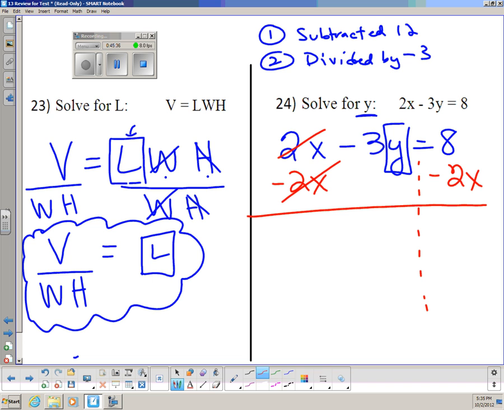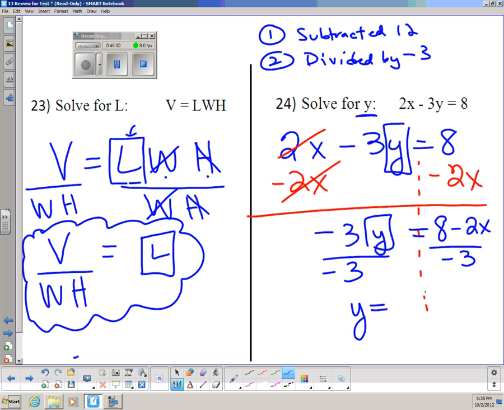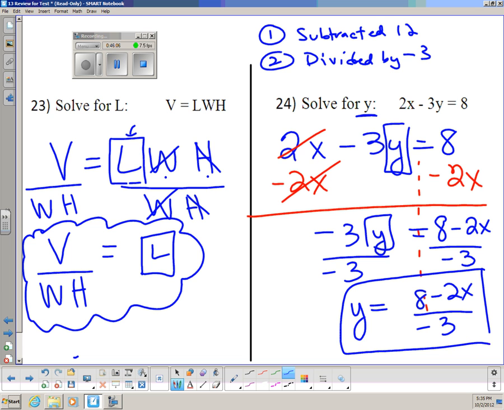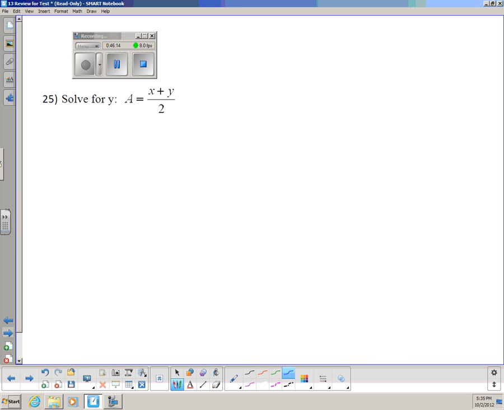This 2x will cancel with that 2x. And now we have -3y equals, I can't combine 8 and 2x. They're not like terms. I don't have to. I can just write 8 minus 2x. Now I still don't have y by itself. It's connected by multiplication to a -3. So I will divide by -3. And y equals 8 minus 2x divided by -3, which for now is totally acceptable. We will make that nicer as we go on later in the year. But that's fine for now.